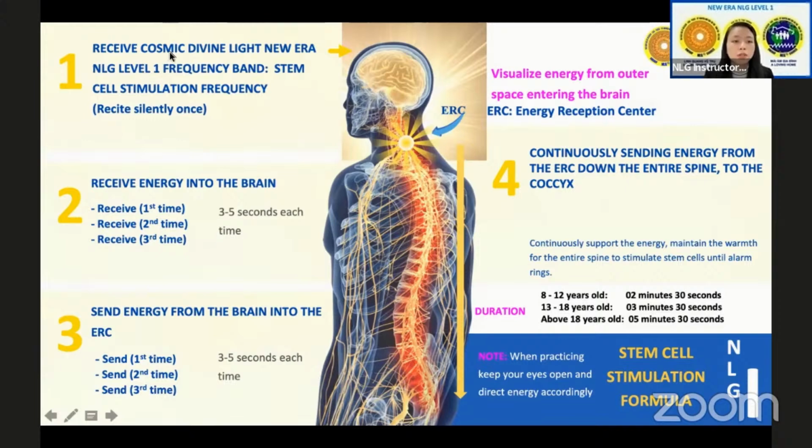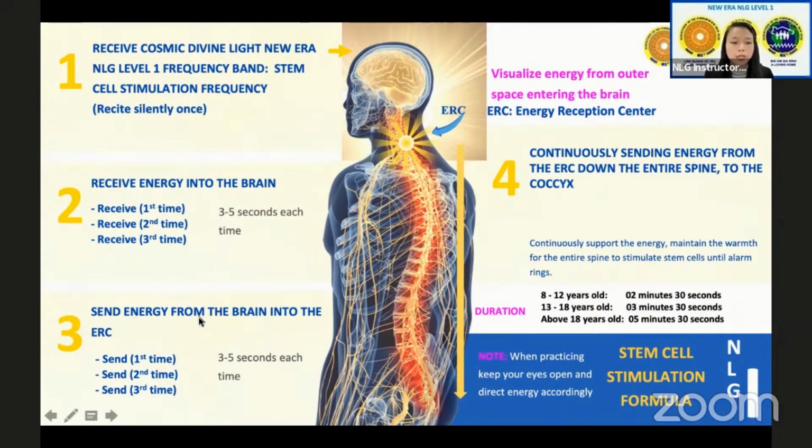Okay, so step 1: receive cosmic divine light, new era energy level 1 frequency band, stem cell stimulation frequency. Then step 2: receive energy into the brain. That is by visualizing energy from outer space entering the brain. Receive first time, wait for 3 to 5 seconds, receive second time, and receive third time. And of course, there's always that delay in between the reception time.